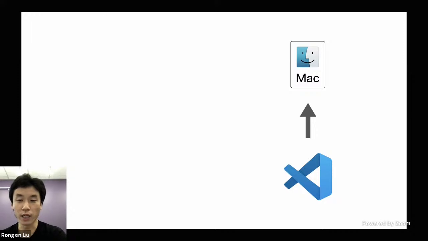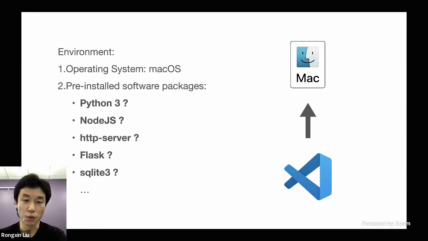Now, what happens if you want to use VS Code on your Mac OS? Similarly, you will want to have the Python library installed on your Mac. You will want your Node.js environment configured on your Mac. You will also want to install HTTP server, Flask, and SQLite. All these software packages are also available on Mac. Once you have all of them installed and configured properly, you can continue developing on your Mac locally using VS Code.